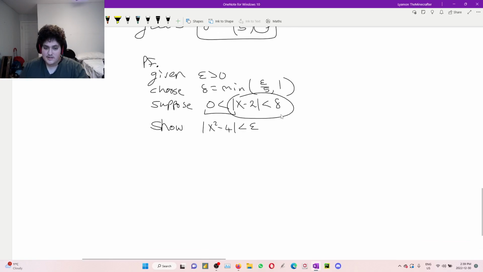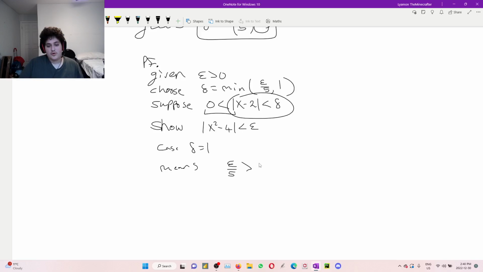So we're going to start with our supposition. Actually, first of all, I'm going to split this into cases. The first case is that delta equals 1. That means that for this function to have returned 1, it means that epsilon over 5 must have been greater than 1.